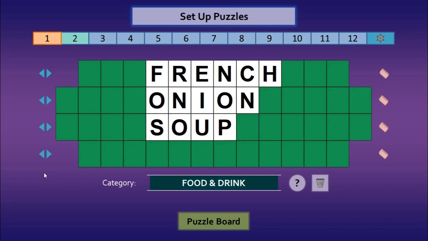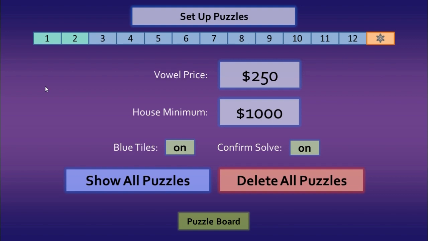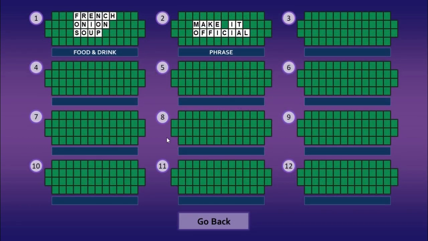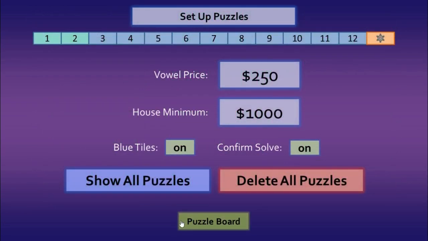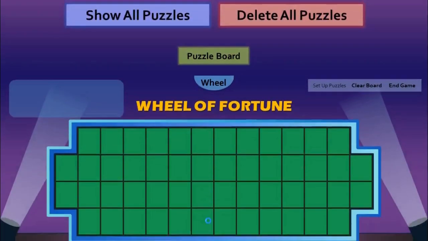Okay, I added another puzzle for this demonstration. One more thing you can do here is access the settings panel. Here, you can toggle all sorts of things, but the coolest part is that you can get a bird's eye view of all your puzzles to make sure everything looks good. When that's the case, you can go and invite your contestants in and head on to the puzzle board.